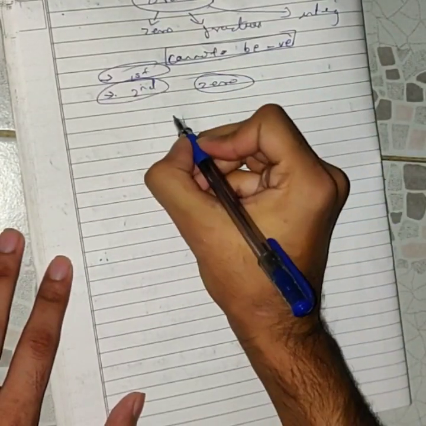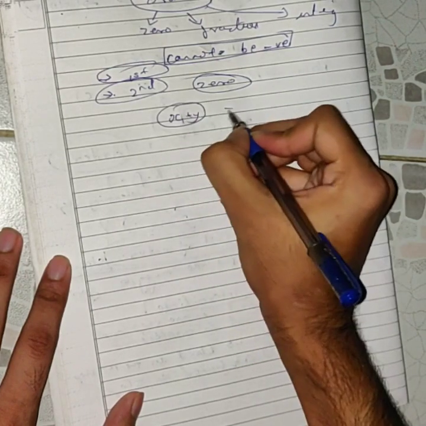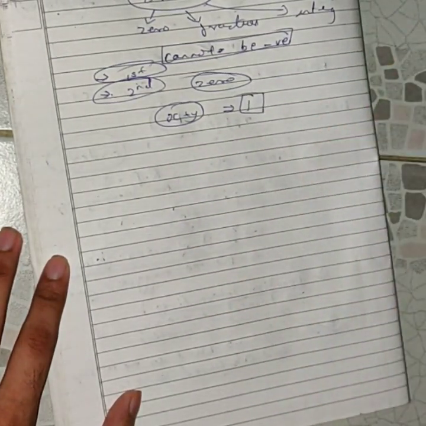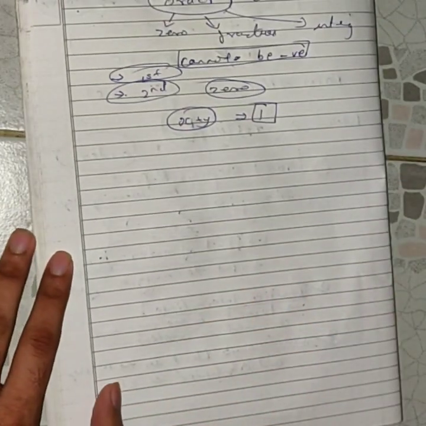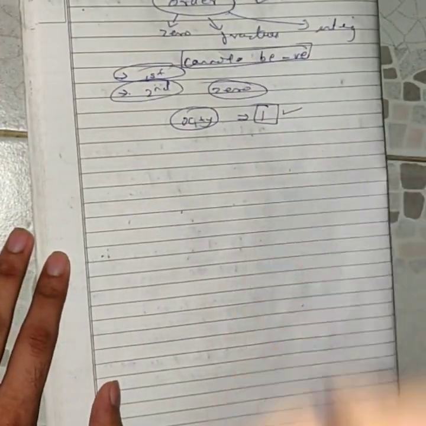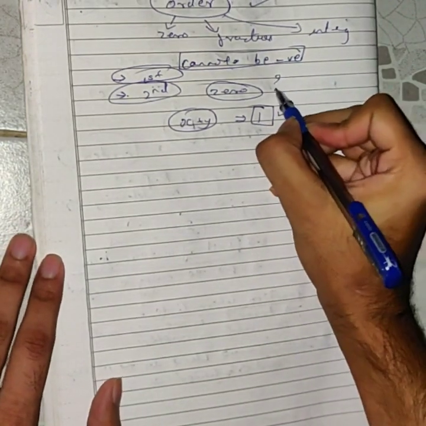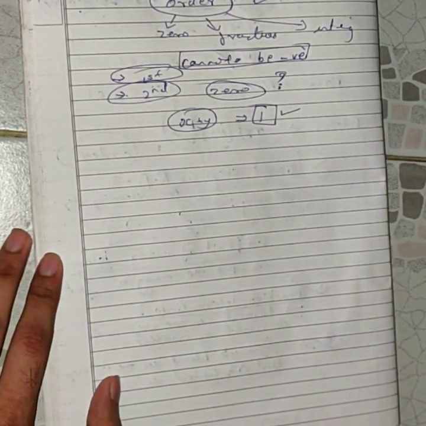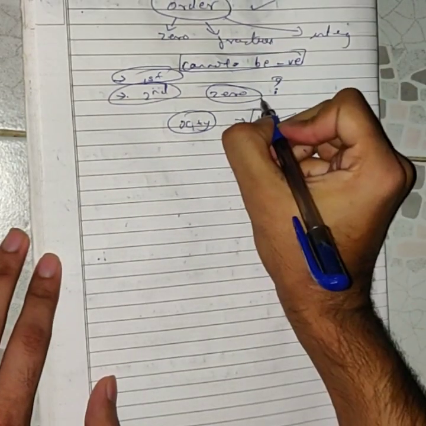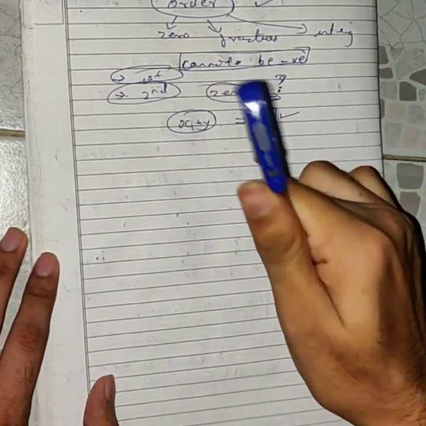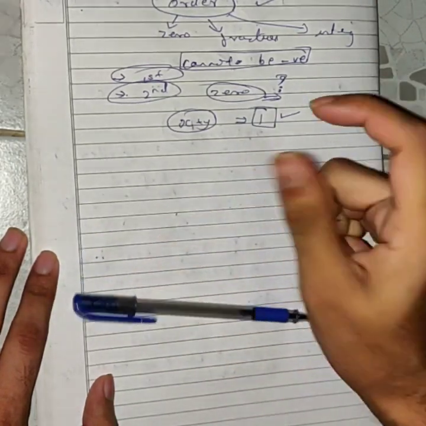What is a first order reaction? Where x plus y, or maybe only x, is equal to 1. That is, the total order of the reaction with respect to all the reactants will be 1. That is known as a first order reaction. Now the question arises, what is a zero order reaction? A zero order reaction is a reaction in which the rate of the reaction does not depend upon the amount of the reactant.